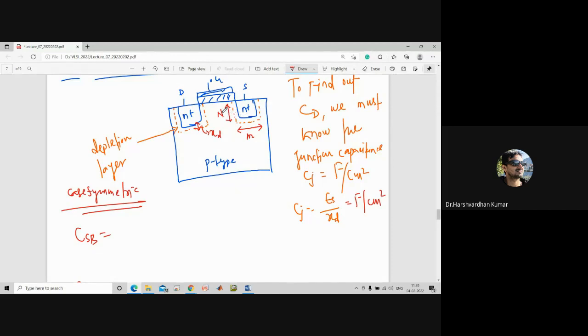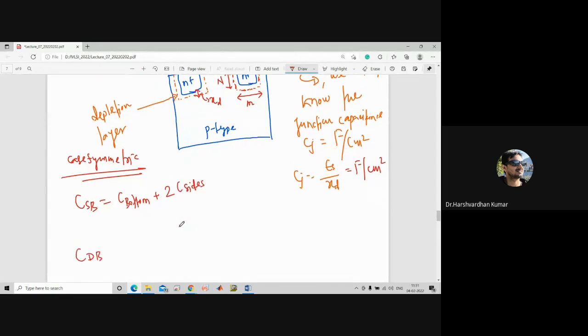That is true. Means through the side wall, because here is also the depletion layer, here also, here also, and if we assume the same depth of the depletion layer everywhere, that is XD, XD, XD, then what can you assume here? C source to body is equal to C bottom plus twice the capacitance of the side walls.